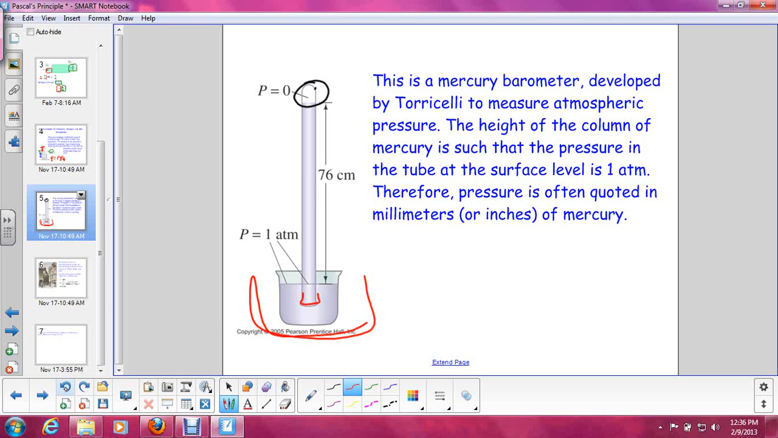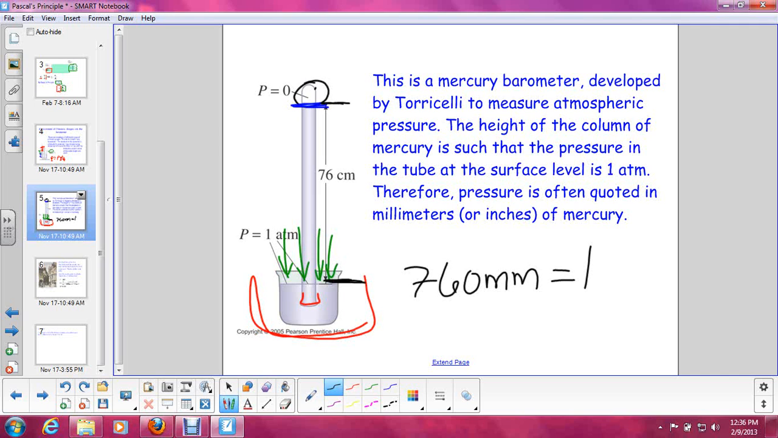What happens is there's 1 atmosphere of pressure pushing down all over the surface of this open bowl. And that pressure forces the liquid, or the mercury, to rise a certain amount. We know that the distance from the top of the mercury in the tube down to the top of the mercury in the bowl is 760 millimeters when the pressure is 1 atmosphere.